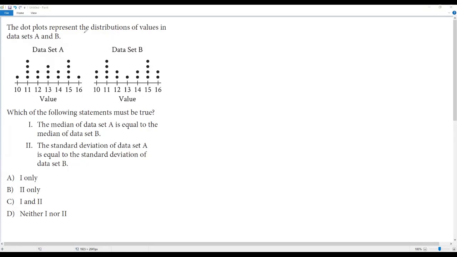The dot plots represent the distributions of values in datasets A and B. Here we have two dot plots. One is for dataset A and the other one is for dataset B. Which of the following statements must be true?